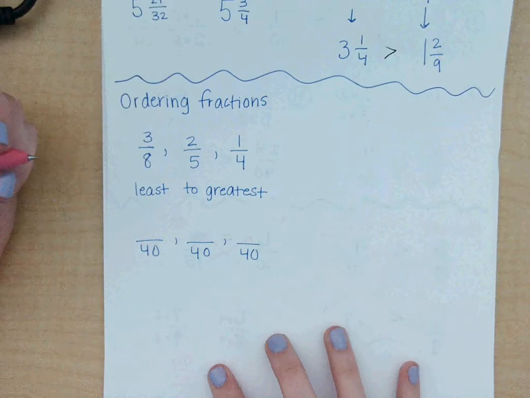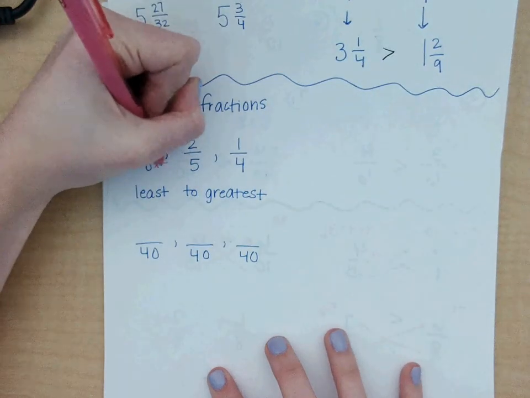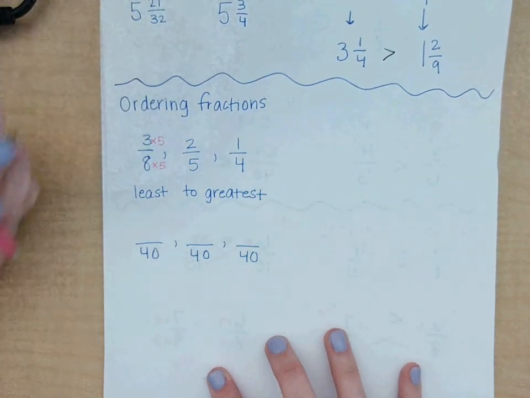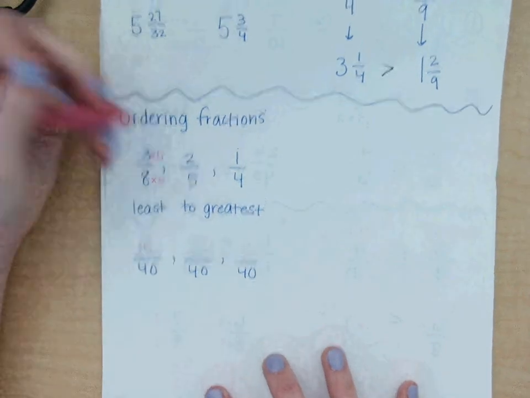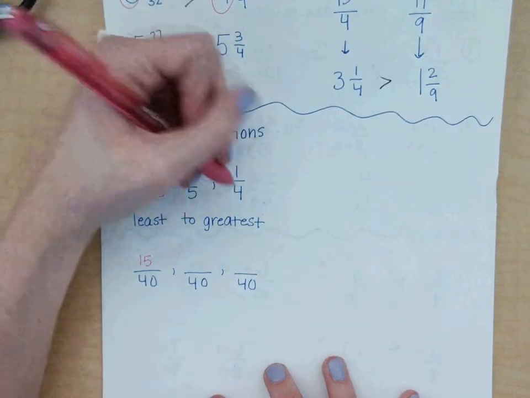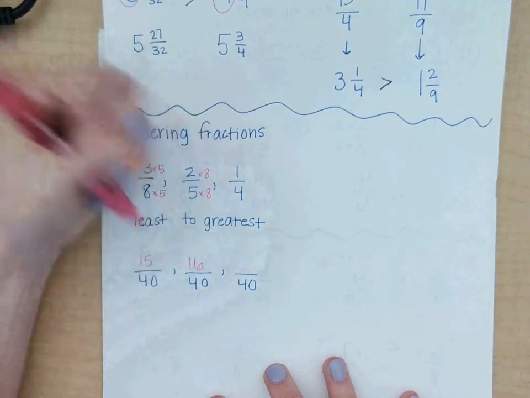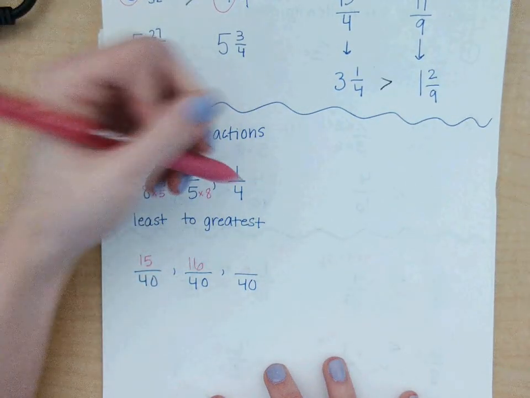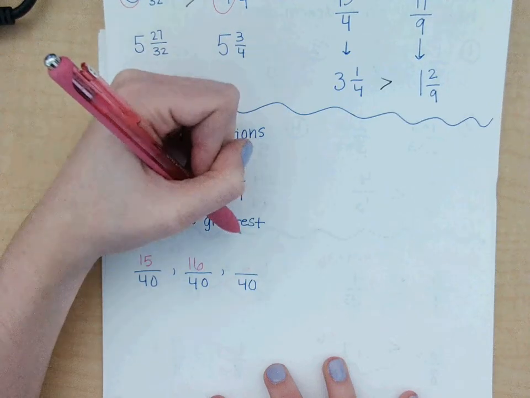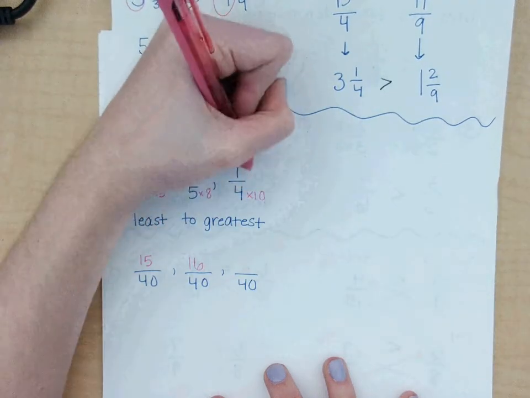So, how do we go from 8 to 40? Multiply by 5. What's 3 times 5? 15. Okay, how do we go from 5 to 40? Times 8. What's 2 times 8? 16. And how do we go from 4 to 40? Multiply times 10.